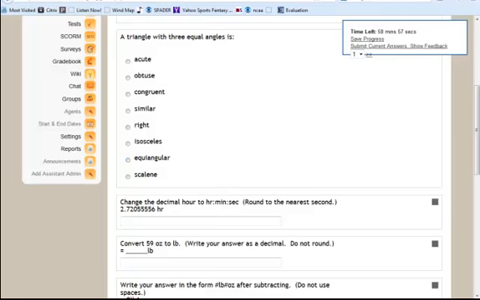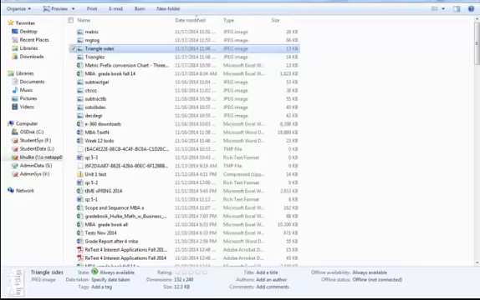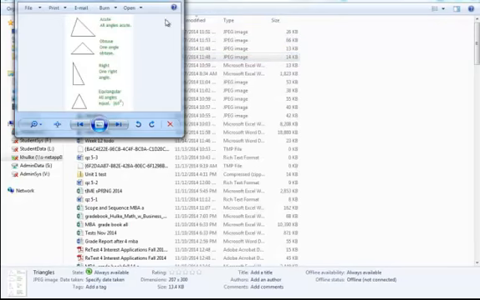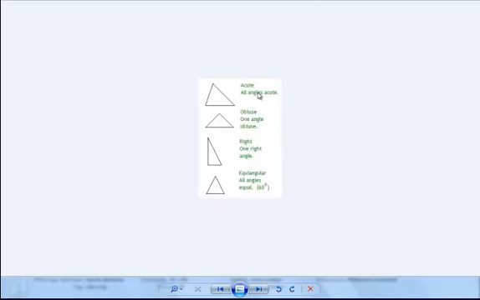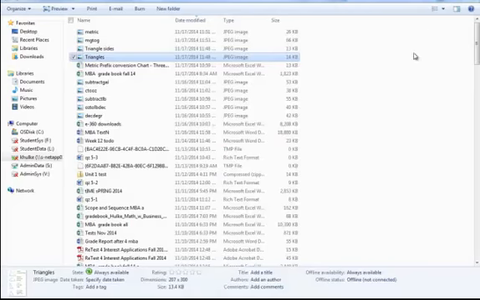Oh, this is 3 equal angles. I'm sorry, I did 3 equal sides. Let's look at the triangles by angles. All acute angles, 1 obtuse angle, right angles, and equiangular, all are 60 degrees.